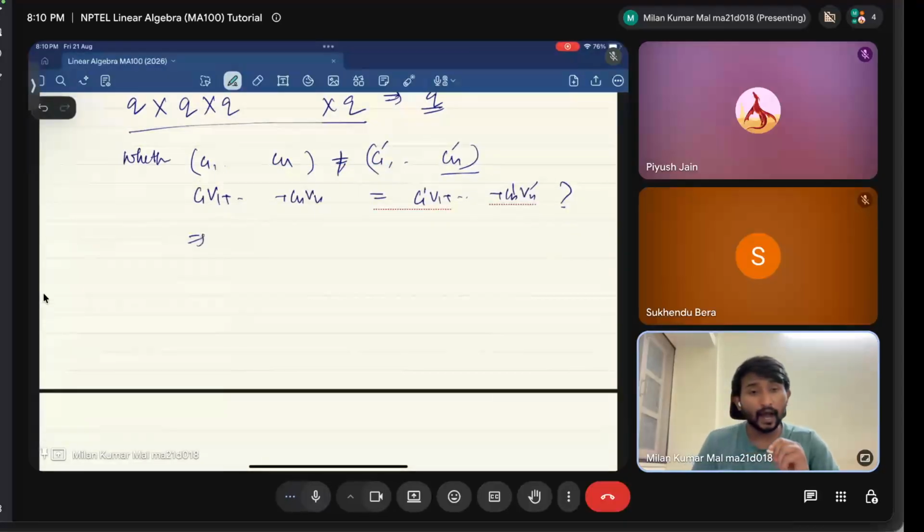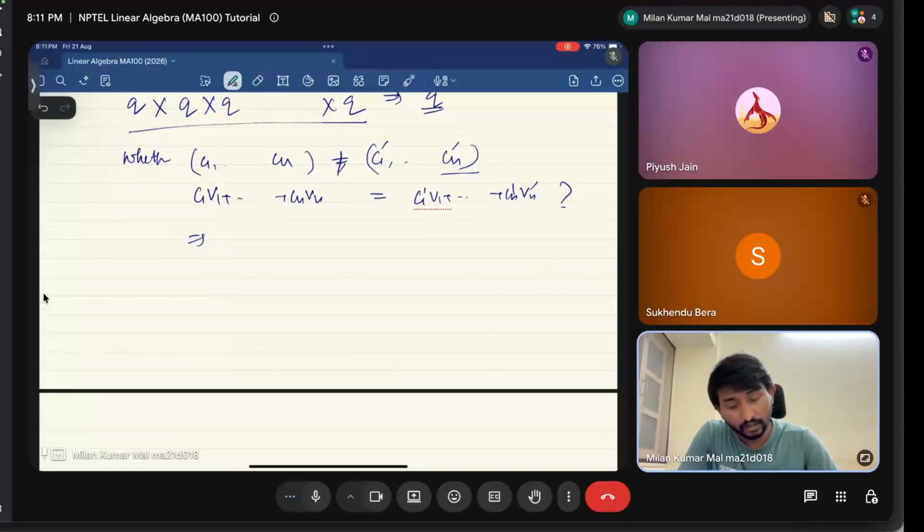Why is the answer no? Because v1, v2, ..., vn is a basis. So if these two are equal, then I can write the sum of (ci minus ci') times vi, i equals 1 to n, equals 0. But the vi are a basis.